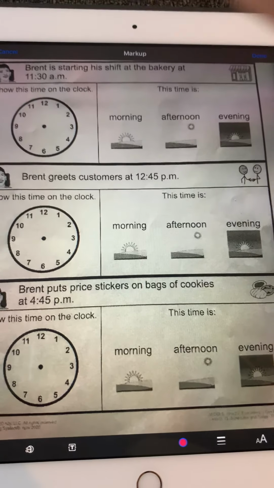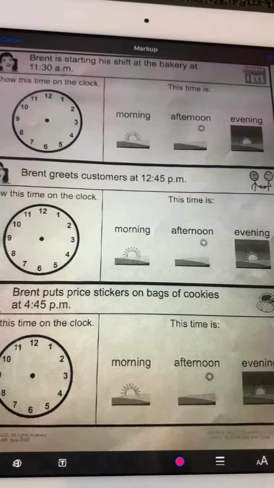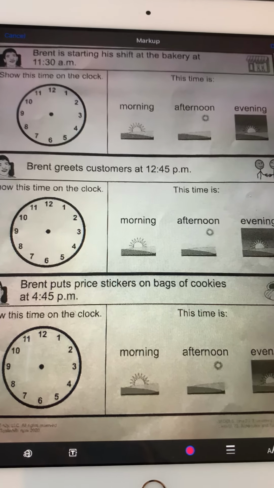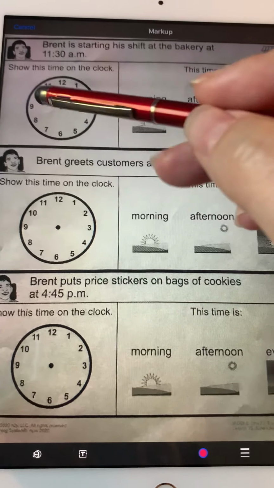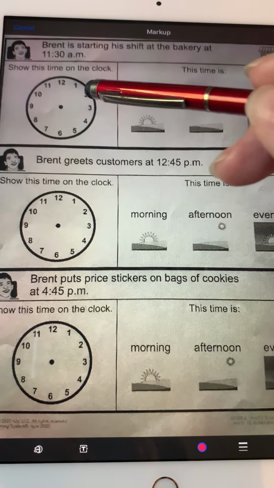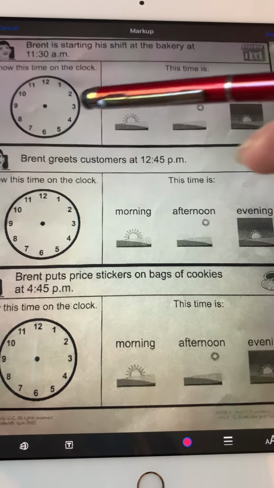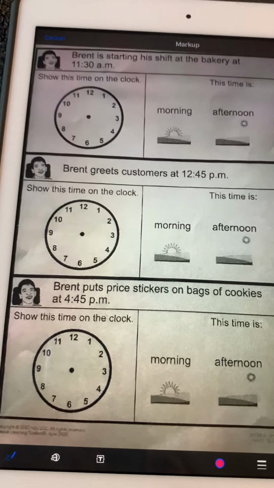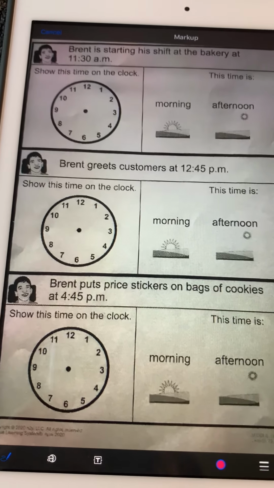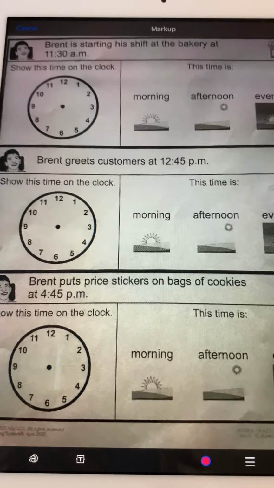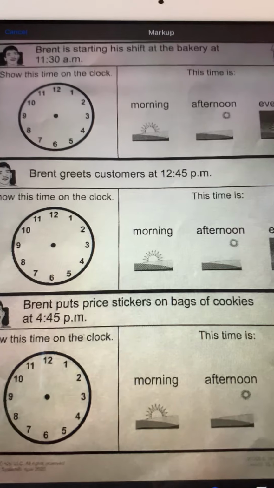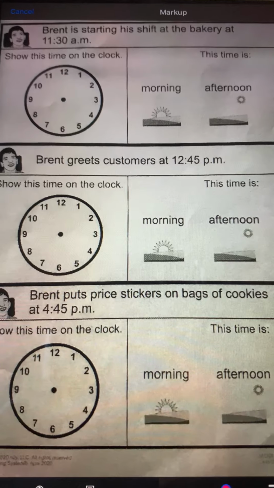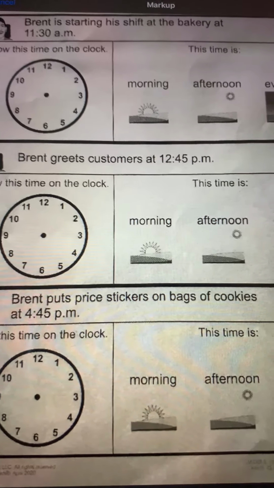Okay, so now on this sheet, we are going to be putting the time on the clock, like showing the time on the clock. And then we have to know what time of day it is, whether it's morning, afternoon, or evening. So let's find out what we actually have to draw on the clock. Let's start with the clock first, okay? And the first question reads, Brent is starting his shift at the bakery at 11:30 a.m. Show this time on the clock.